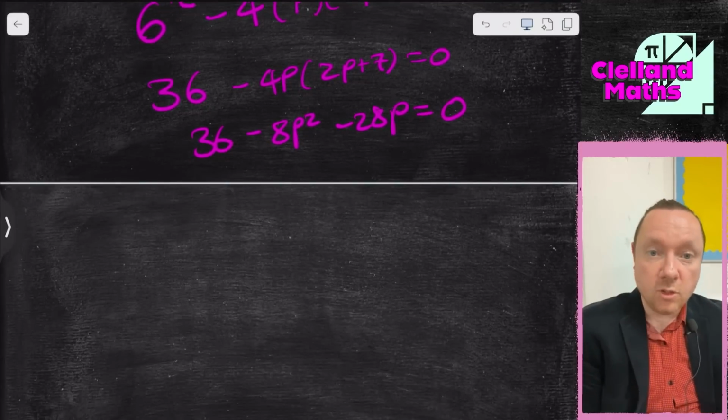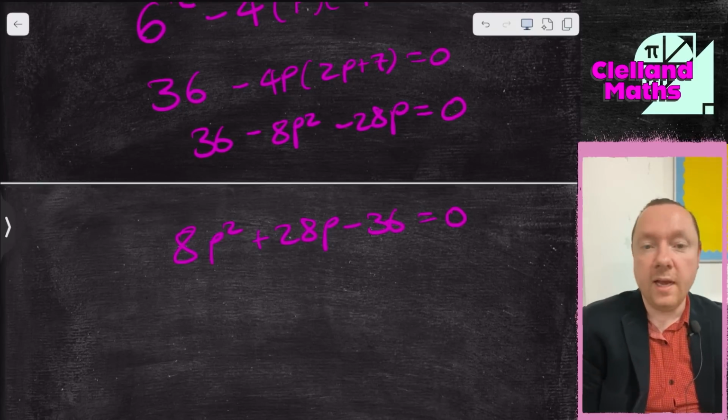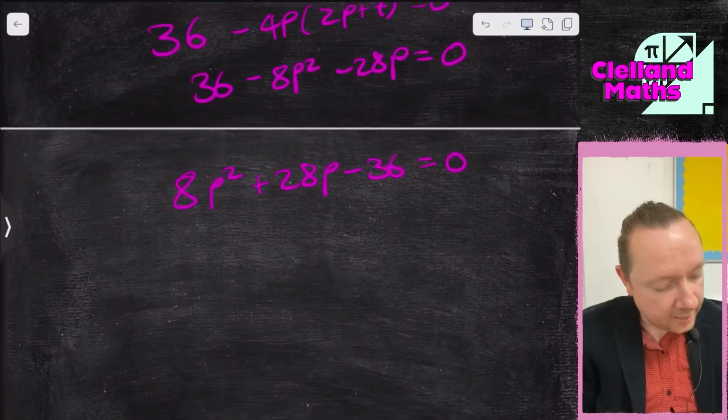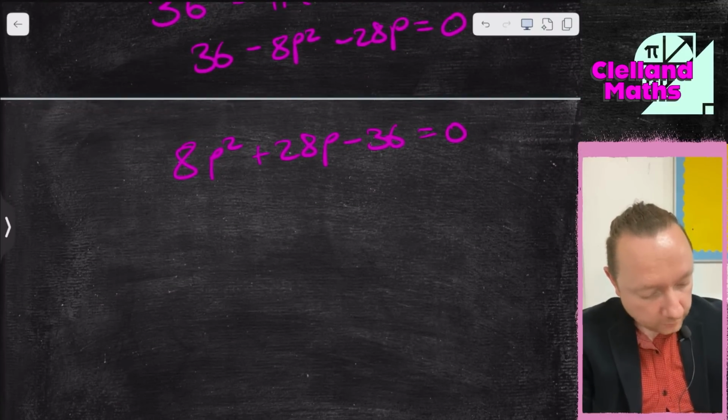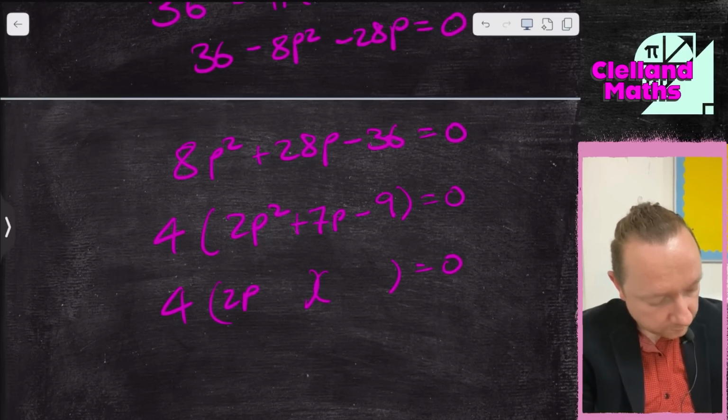I'll make the p squares positive, move it right. 8p squared plus 28p minus 36 equals 0. Now solving that, I can see there's a common factor straight away of 4. So that gives me 2p squared plus 7p minus 9. So I've got 4. I'll have 2p and p.